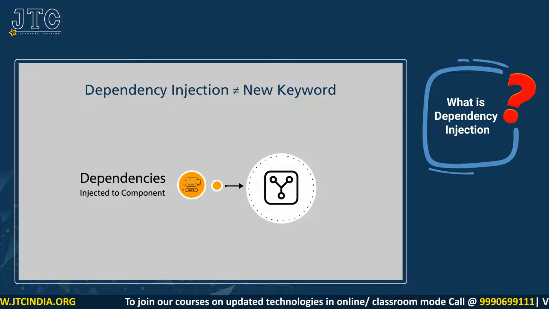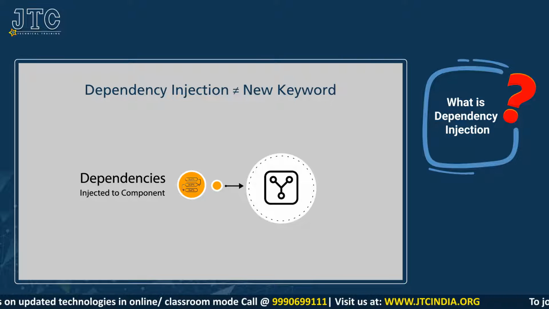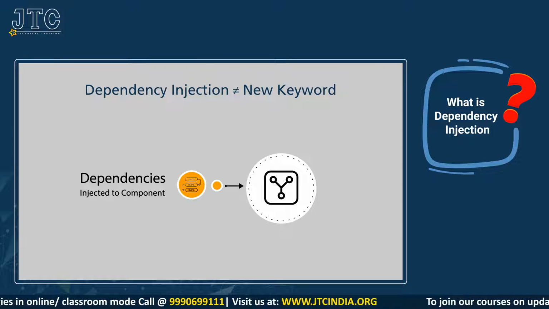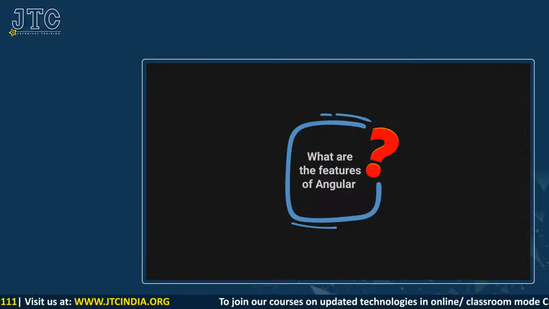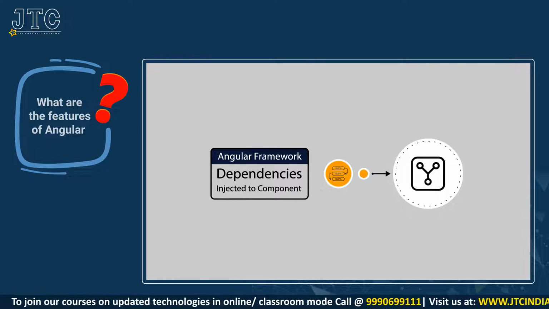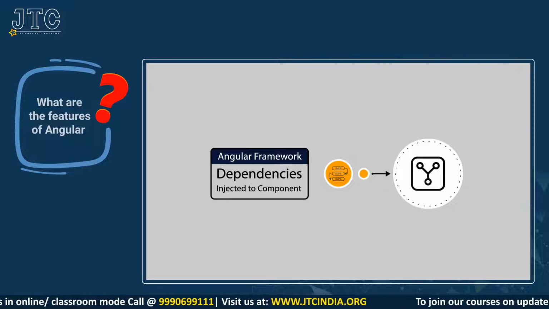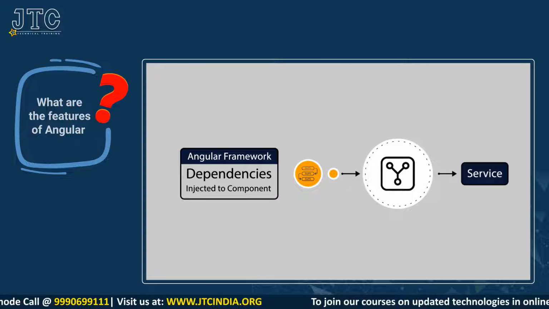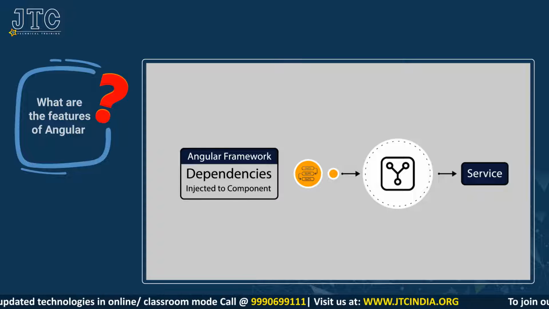How? Inside a constructor. You can create a private property of that particular object type, or you can create a public property. That is up to you. But inside a constructor, you're defining the dependencies. And this Angular framework that you have, it is making that dependency injection by itself. Internally, it is maintaining an instance of that service, and then it is giving that particular component the instance of that particular service. So that is, I would say, a better explanation.